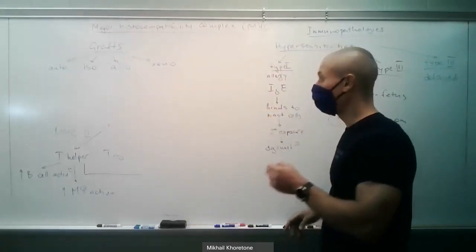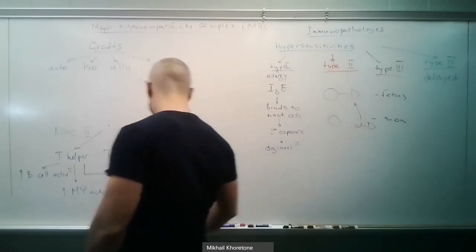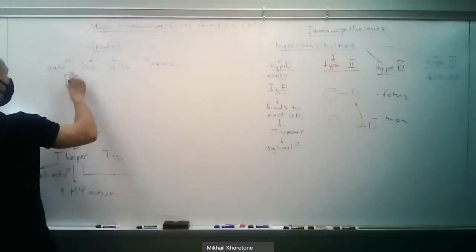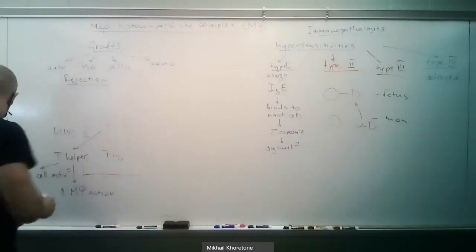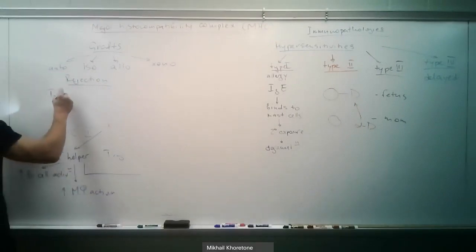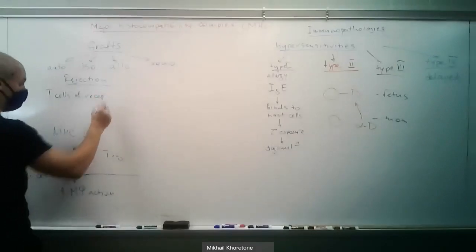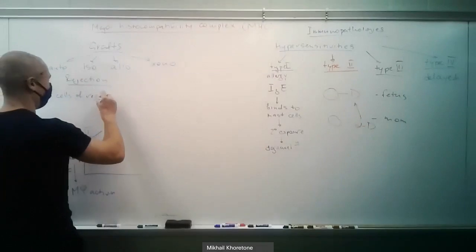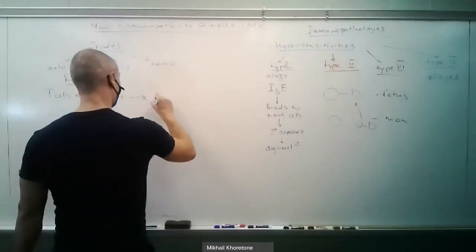Now, two problems with grafts: rejection and graft versus host disease. So what is rejection? In rejection, T cells of the recipient, never write donor, recipient, they kill the graft.